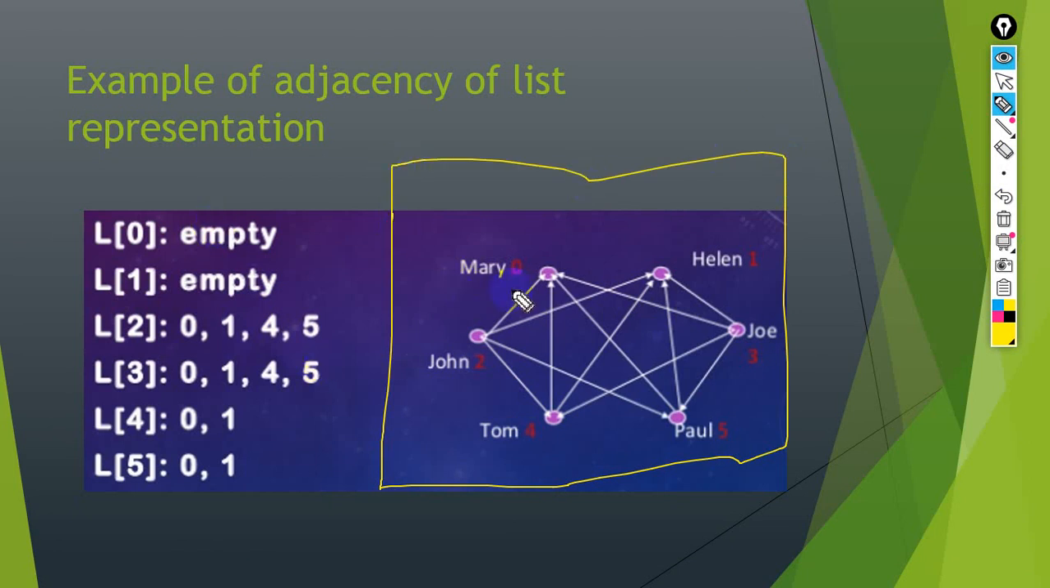So here, in this graph, L0, list 0, yeah, we can say on vertex 0, is there any edge to any other vertex?